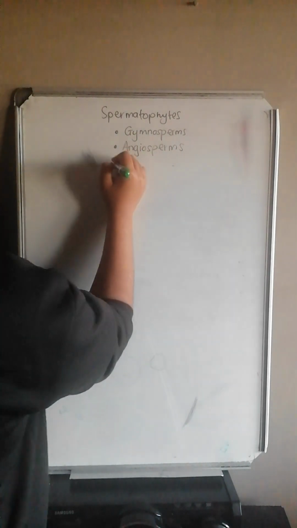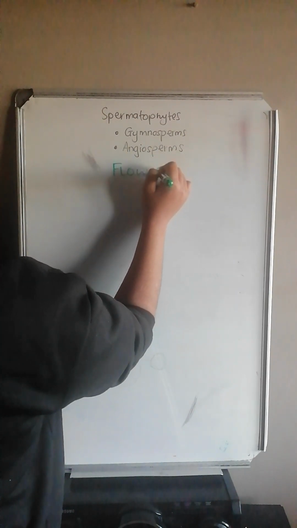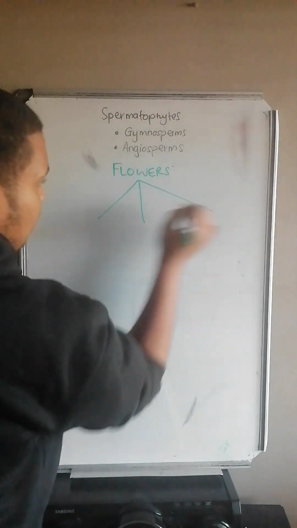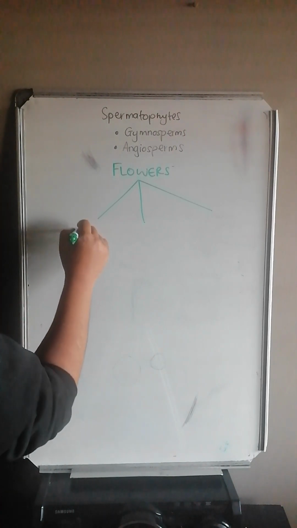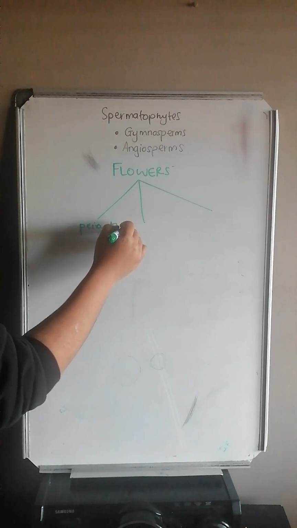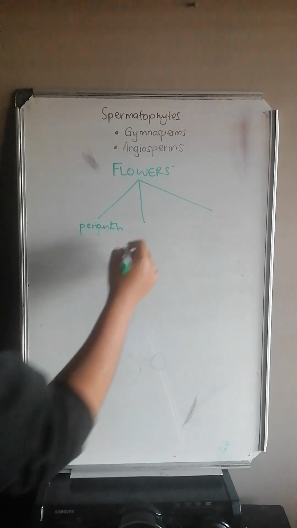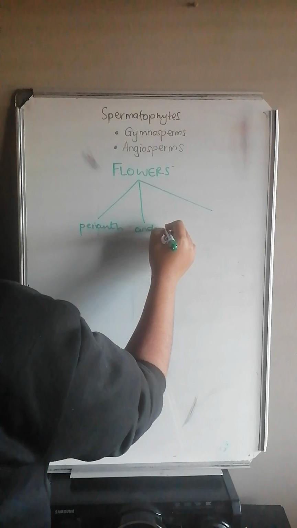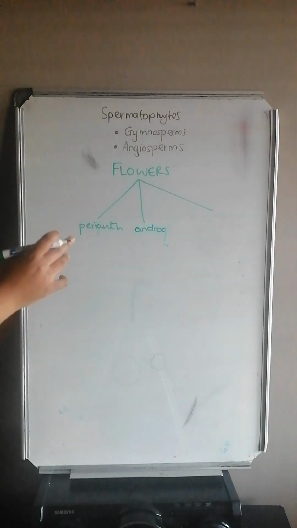Now, the flowers of angiosperms are the main parts for sexual reproduction in angiosperms. We actually did this in grade 7. Flowers are divided into three main parts. First part is your perianth. Second part is your androsium. So it's now not antheridia anymore. It is now androsium. So don't get confused there.